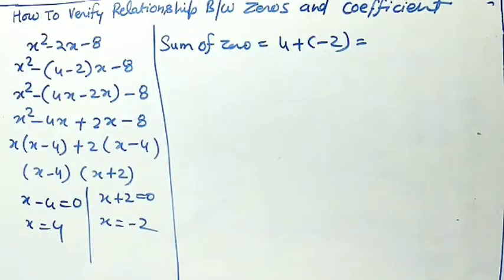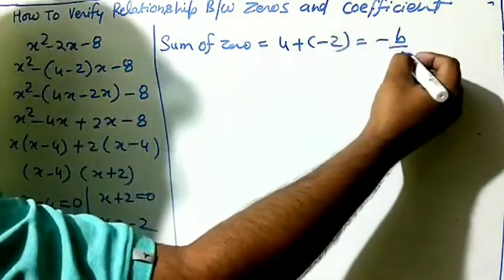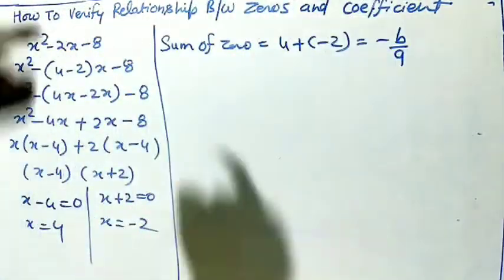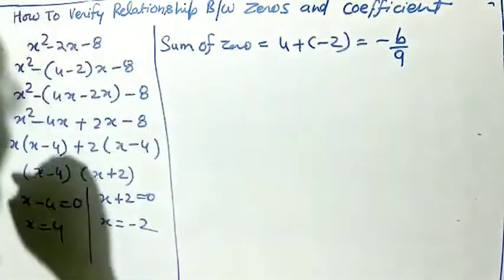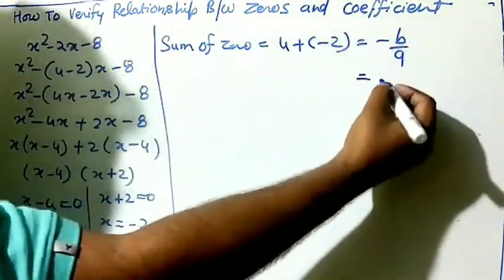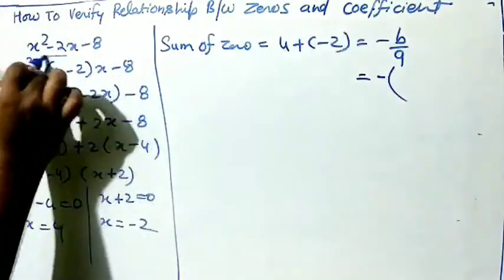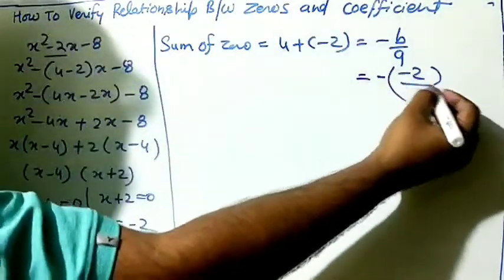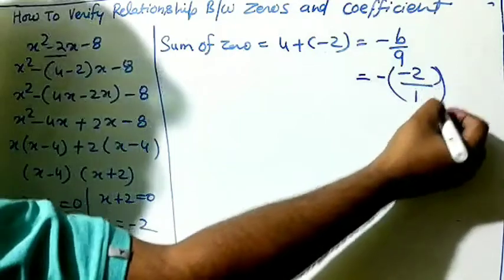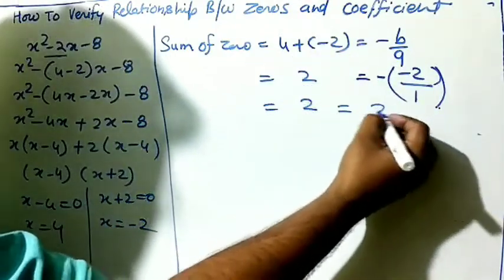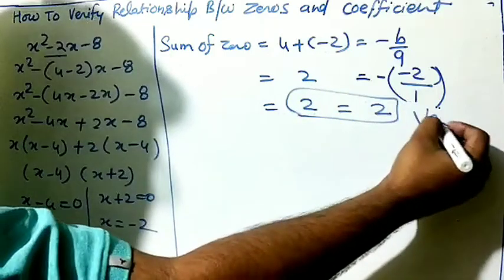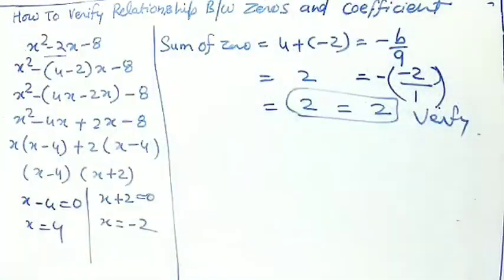But what is the formula of sum of zeros? Minus b upon a. What is b and what is a? b is the coefficient of x and a is the coefficient of x square. So write down minus b. b is minus 2, a is 1. And 4 minus 2 is 2. So 2 equal to 2. This is verified, sum of zeros.